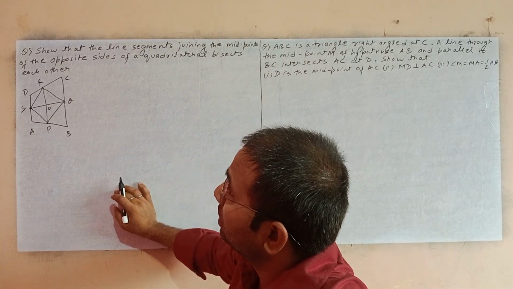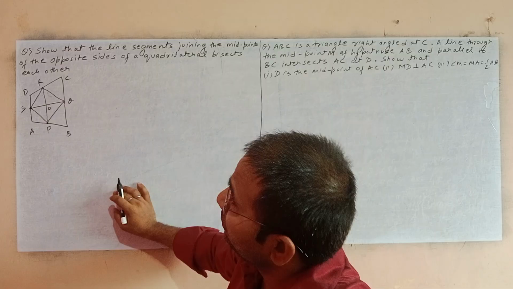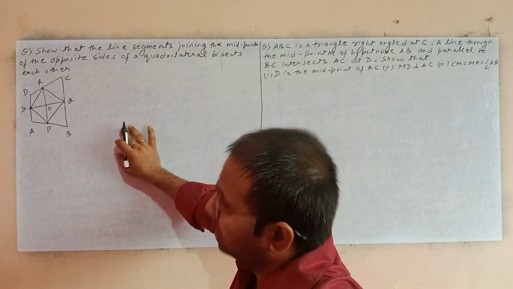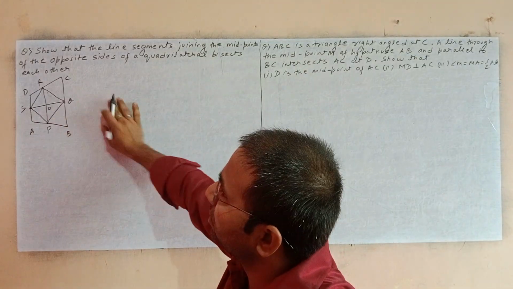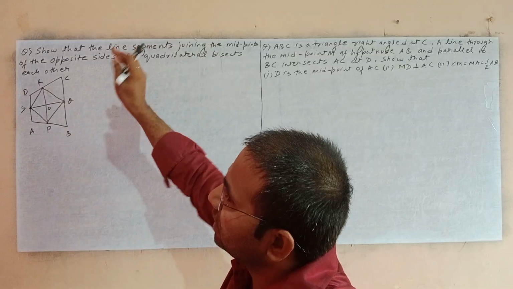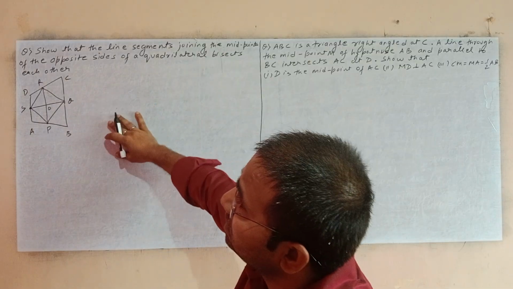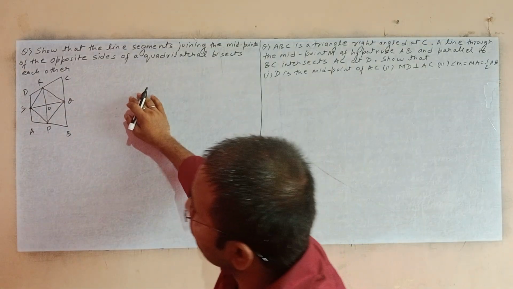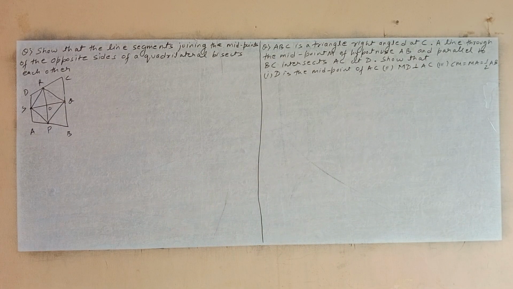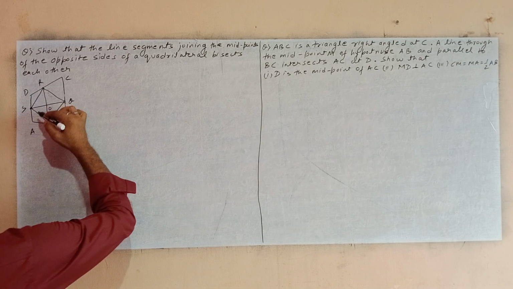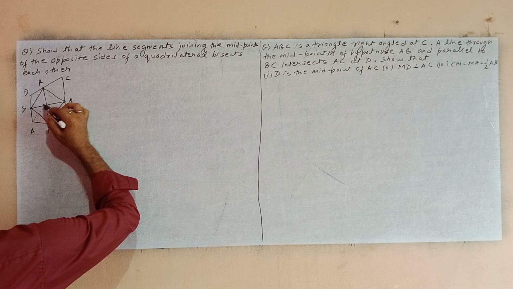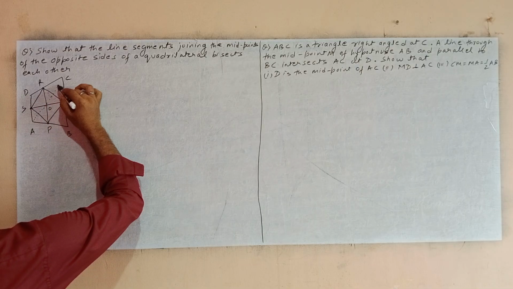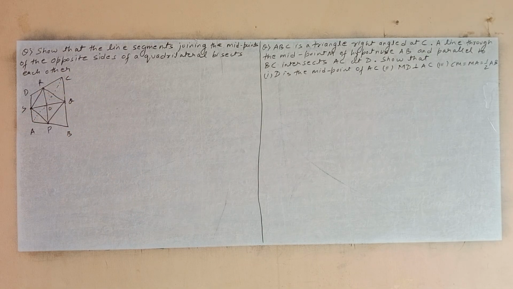So how will you prove this? If you prove that PQRS is a parallelogram, then you can say that the diagonals of a parallelogram bisect each other. Now a question arises: how will you prove that PQRS is a parallelogram? Okay, so make a diagonal of ABCD. See here, we are joining AC to make the diagonal of ABCD.